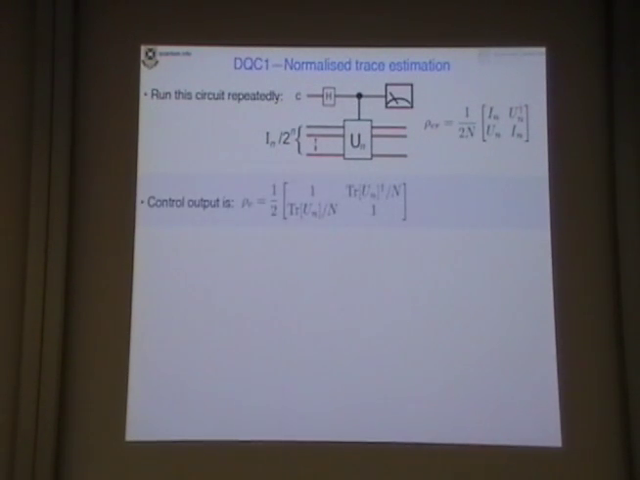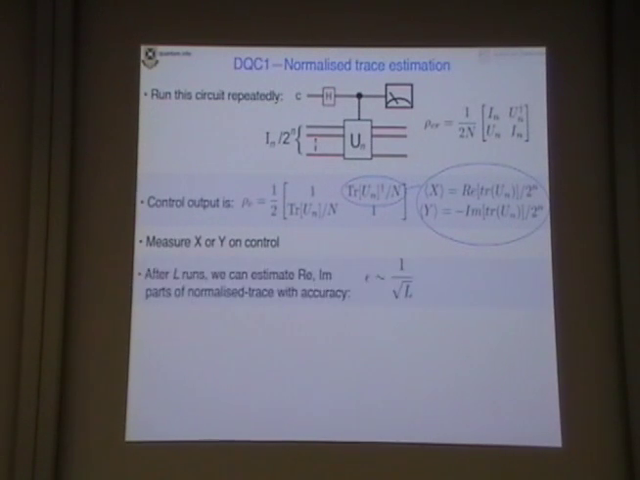But it turns out that the control output is this state, where this is the amount of logical 0, the amount of logical 1, and these are the coherences between them. The coherences depend on the trace of that operation. So if you do an X measurement here, you pull out the real part of the trace. If you do a Y measurement here, you pull out the imaginary part of the trace. Remember, X and Y are just the Pauli operators, so you can just project onto that basis.